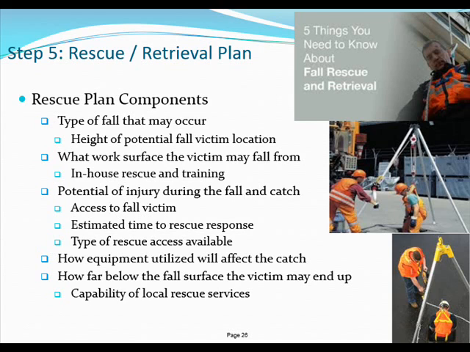How equipment is utilized with an effective catch. How far below the victim the fall may end. Capability of local rescue systems.